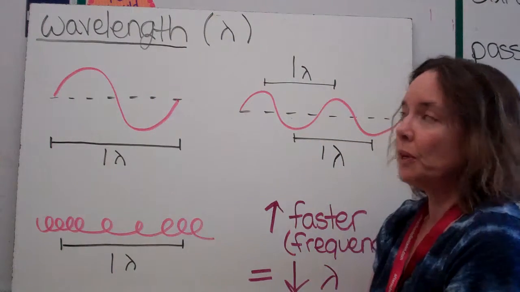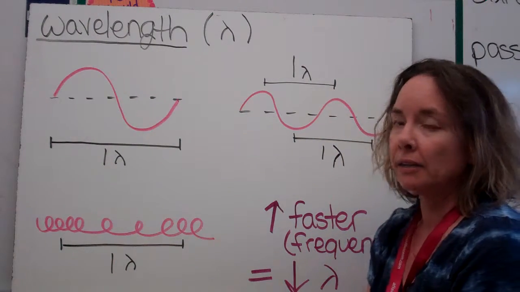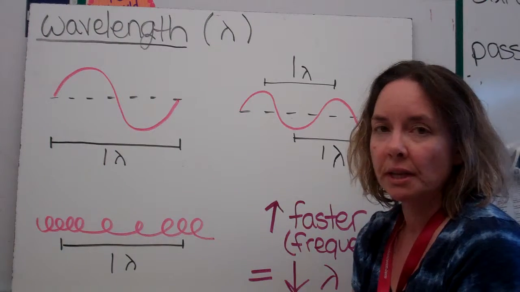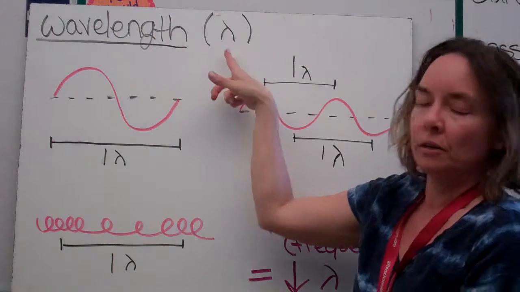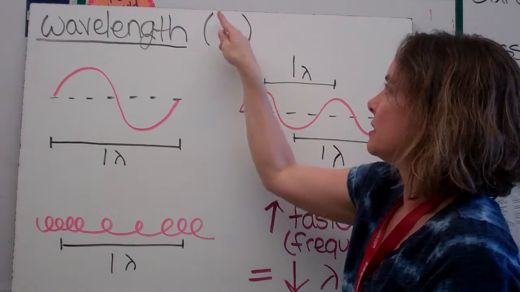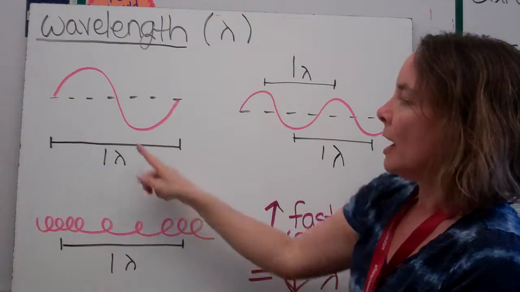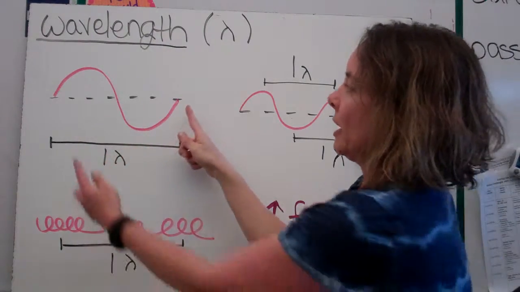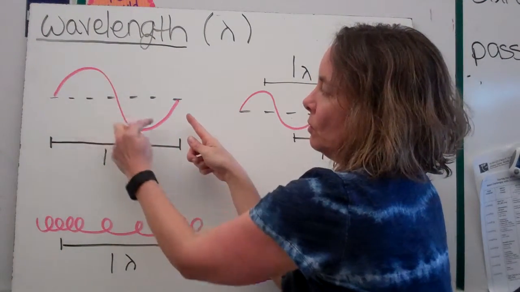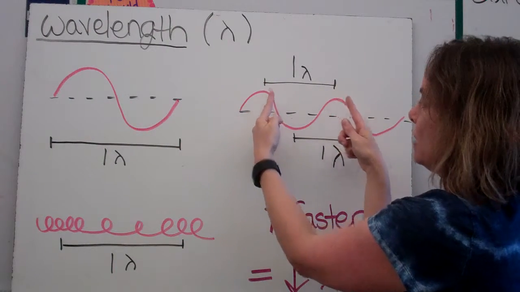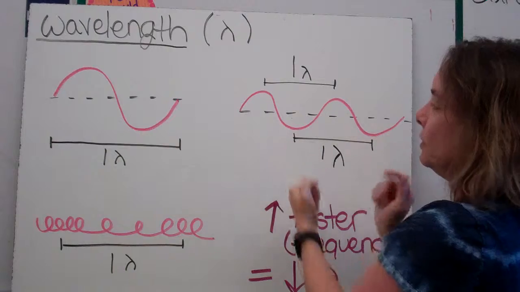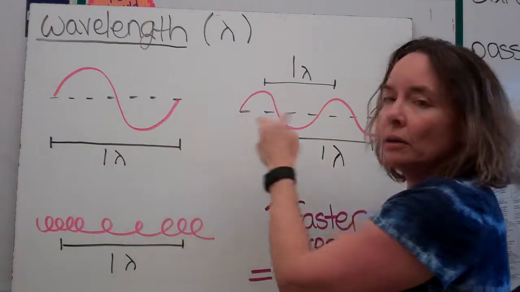There are several ways we measure waves, and that's going to include wavelength, frequency, and amplitude. So we'll start with wavelength, which is symbolized by this little symbol right here. And one wavelength includes one wave. You can also measure from crest to crest or trough to trough, but that is one wavelength.